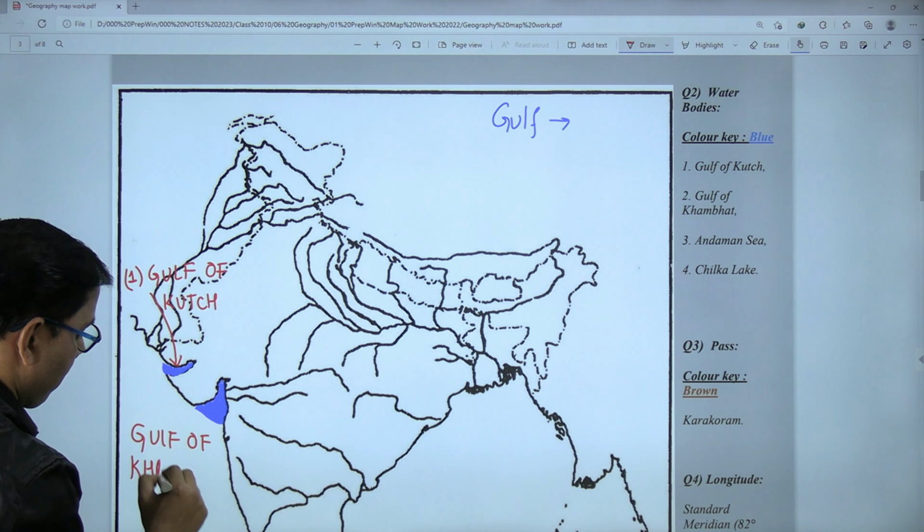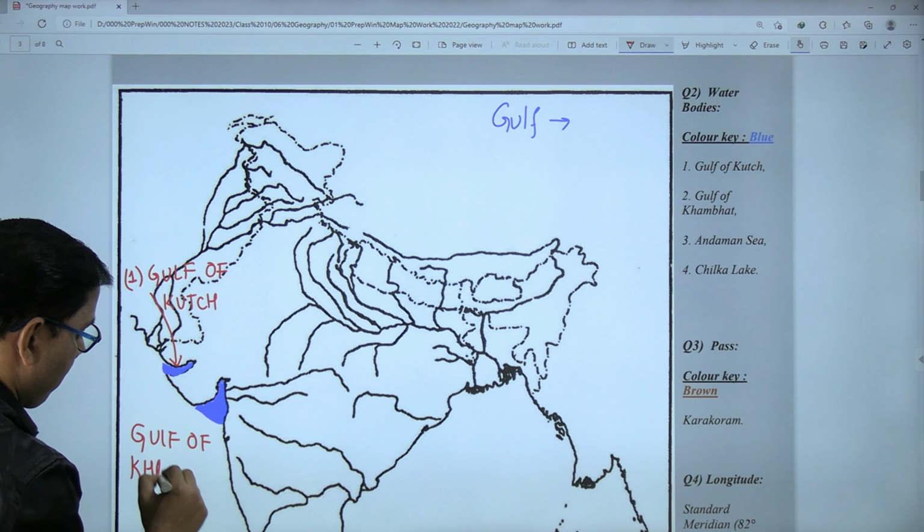So far we have covered Gulf of Kutch, Gulf of Khambhat, third is Andaman Sea and fourth is Chilka Lake. First we will mark Chilka Lake. In Orissa, this region, this part is called Chilka Lake. This is my fourth marking in the map. In capital letters, Chilka Lake in Orissa.